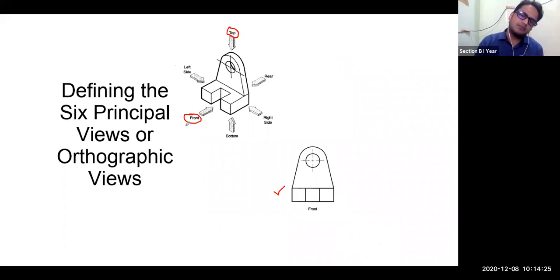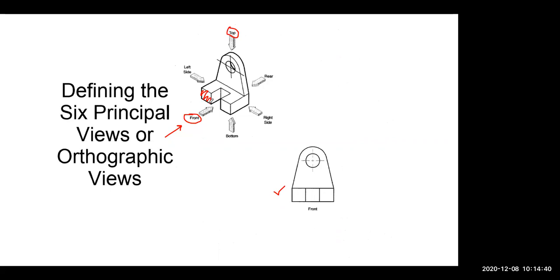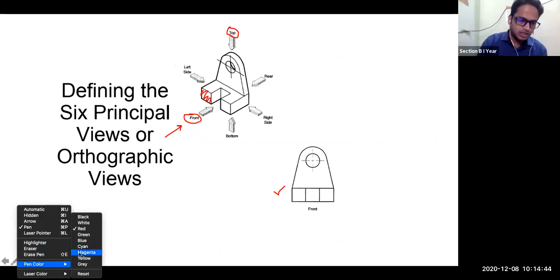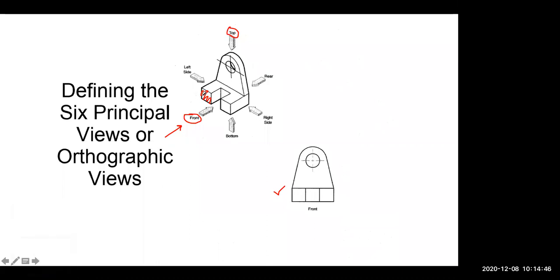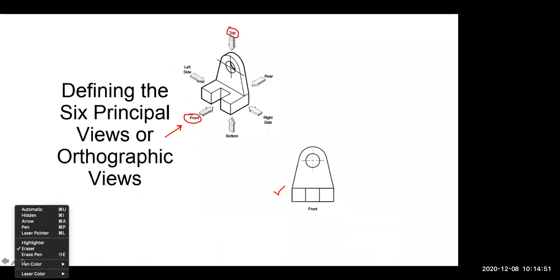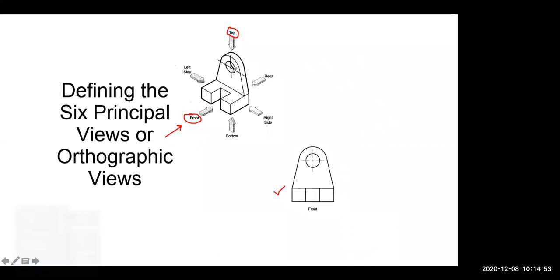If the observer is looking from this side, what are those faces that the observer will be able to see? So let's check whether he will be able to see this face. Let me clear it because hatching is not right, rather I will make it. Yes, this face will be visible to you.